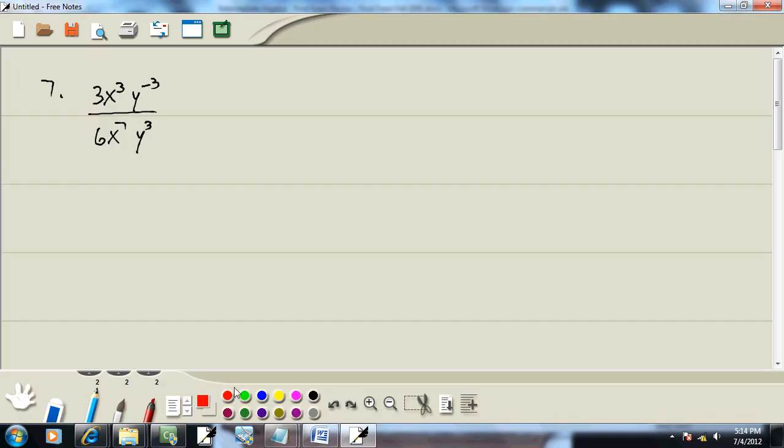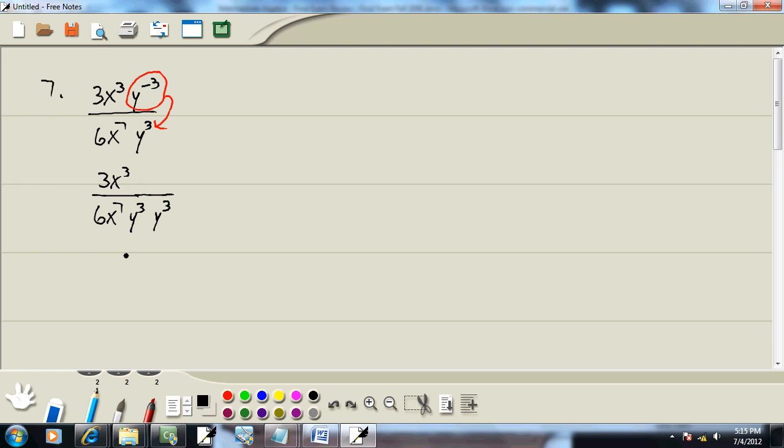Now, first thing is, if you ever have any negative exponents, you can take them opposite where they are in the fraction. So this y to the negative 3 that's on top, I can take it down below to the denominator. Now, when you move anything opposite of where it's at in a fraction, the sign of the exponent changes. So everything else remains as is, but my y to the negative 3 becomes y to the positive 3.